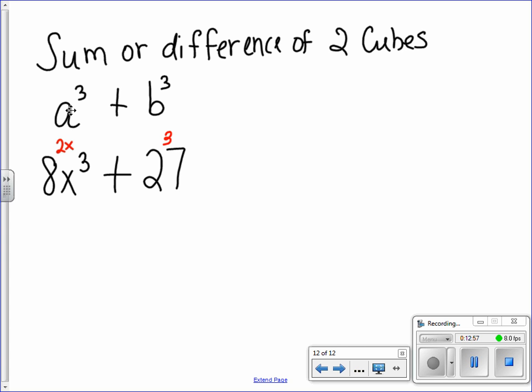Now this formula that I'm going to give you, you have to memorize. You have to memorize it. There's no other way to get it. It has to be memorized. Okay?